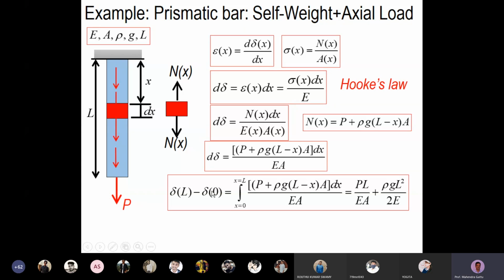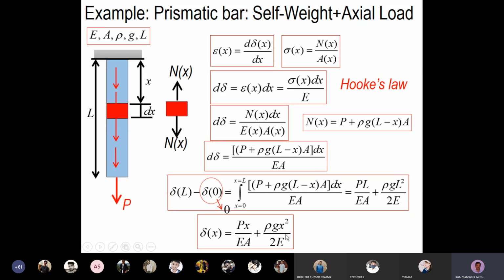So what is delta of 0? What is the deflection at x equal to 0? This point is connected to the fixed support, so this point will not move, and the elongation at x equal to 0 will be 0. Then we get delta of L as PL by EA plus rho g L square by 2E. If you want to find deflection at any intermediate point, we just replace L with x, and we have this expression: Px by EA plus rho g x square by 2E.